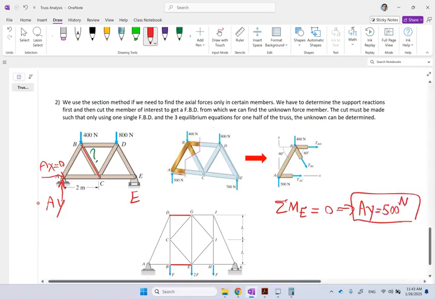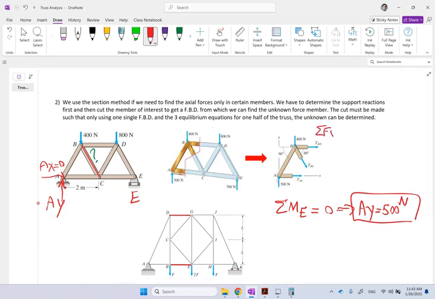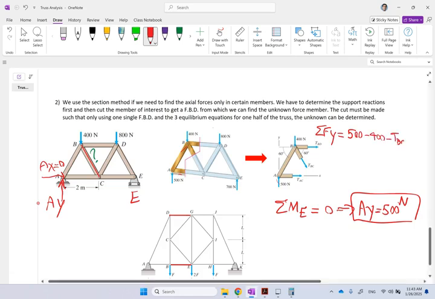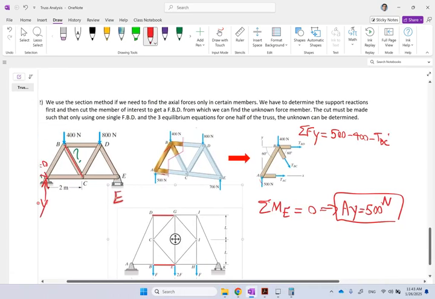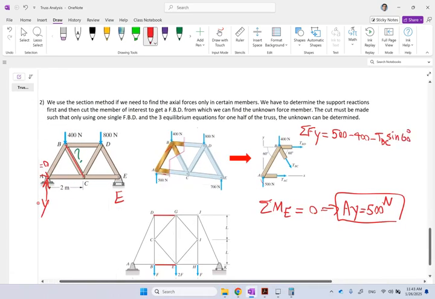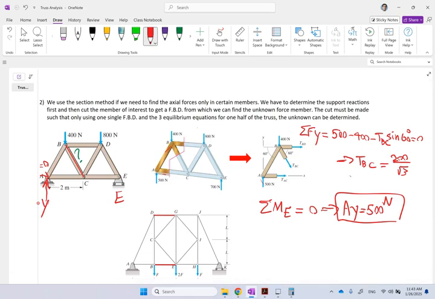So once I have that, and now I look at this left side, I say sum Fy equals 0. And sum Fy in this case is 500 minus 400, and then minus TBC times sine of 60 degrees. And guess what? That is enough to give me TBC, which is basically 100 times 2, so 200 divided by square root 3, which is the same as what you found up there. Okay? So you see 2 equations and I get what I want.